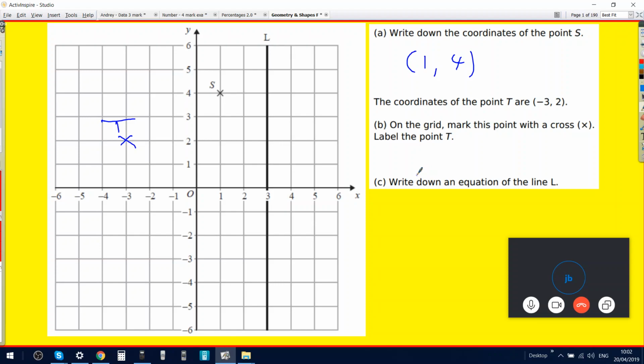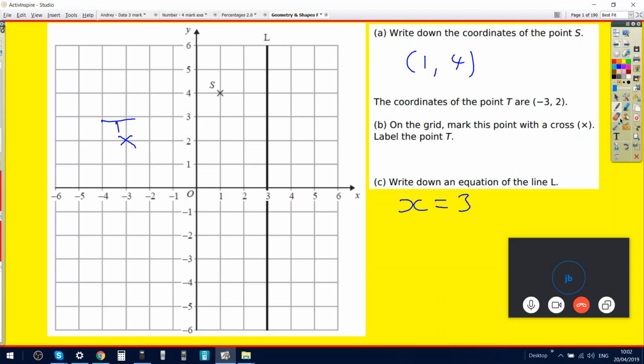Is it 3? Is it 3, 0? No, I'm not sure. If it's going through, so every x coordinate is 3, so 3, 0, 3, 1, 3, 2, 3, 3, 3, 4. This is x equals 3. Okay. And because it goes through the y-axis, that's 3 as well.